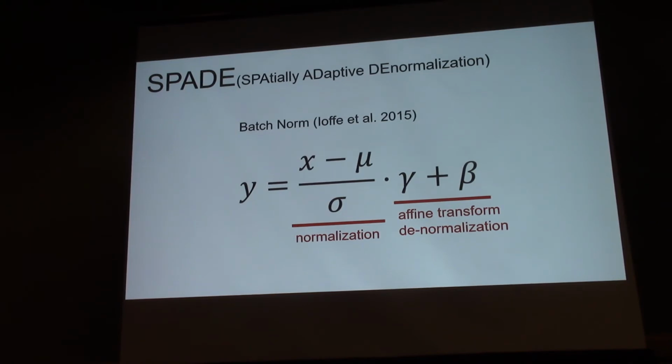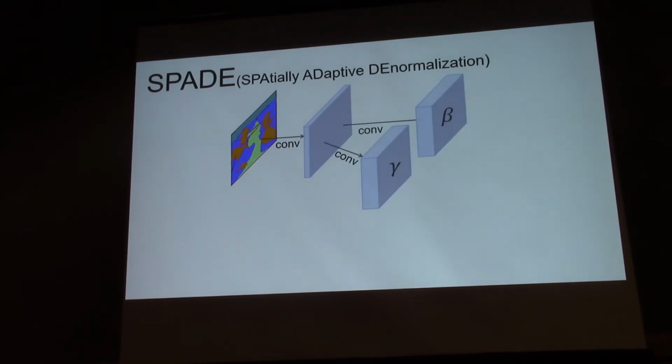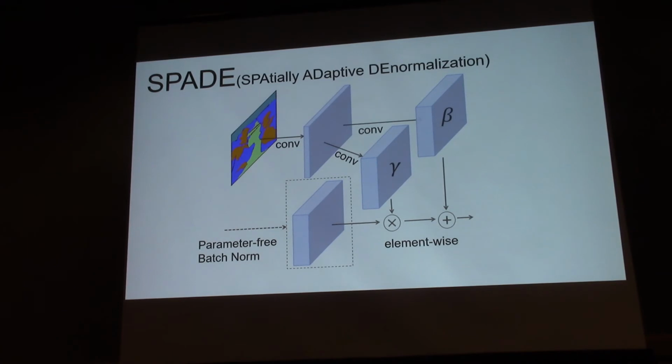And the key to our approach is we made this denormalization part conditioned on the semantic map. So in more detail, given the semantic map, we pass it through a couple of convolutional layers to produce tensors of gamma and beta, which are going to be the parameters of our affine transformation. Then given the normalized statistics, we do element-wise multiplication and addition. It's basically applying gamma and beta to the normalized statistics.